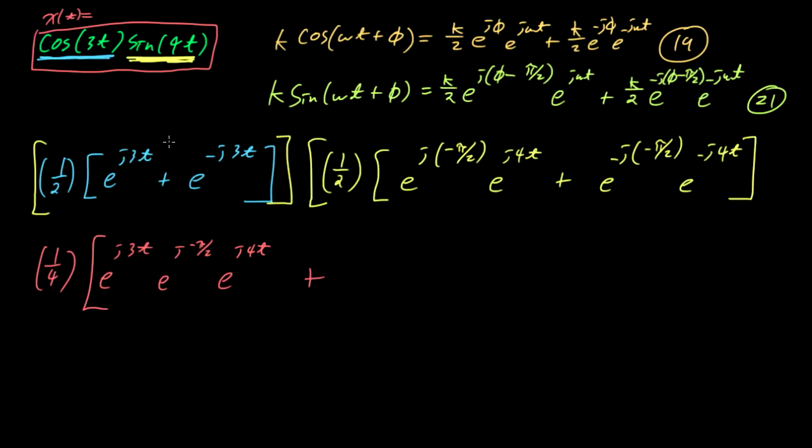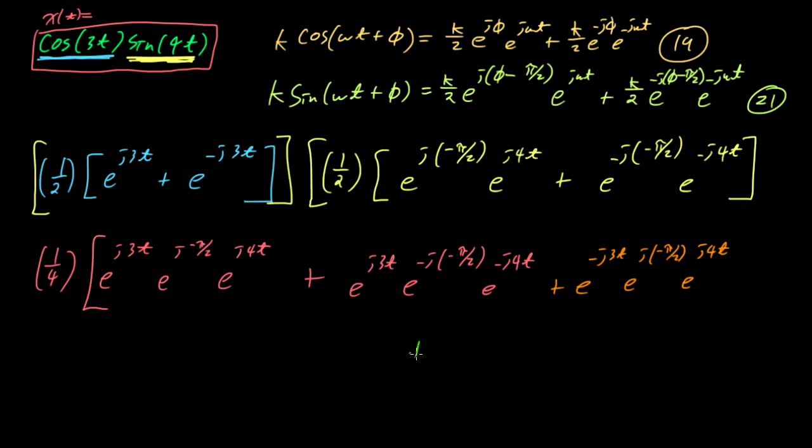Plus, so now I'm going to multiply. First, the outside: e to the j3t, e to the minus j minus pi over 2, e to the minus j4t. That's the outside. The next one is going to be the inside: plus e to the minus j3t, e to the j minus pi over 2, e to the j4t. And now the last one, I'm just going to write it down here.